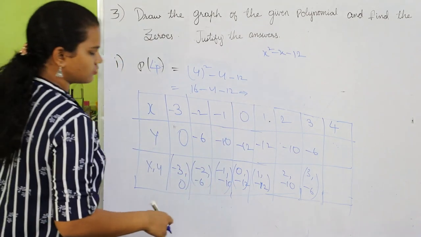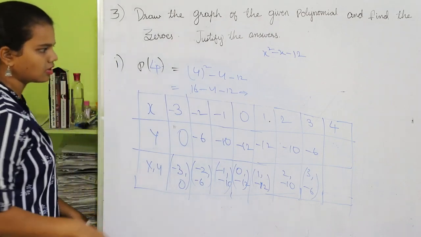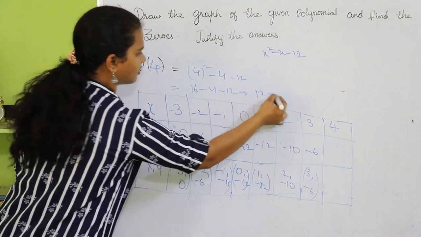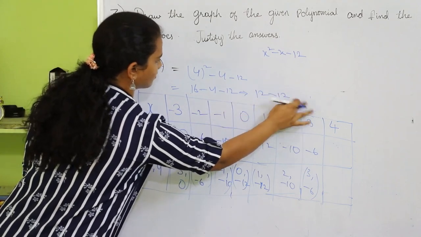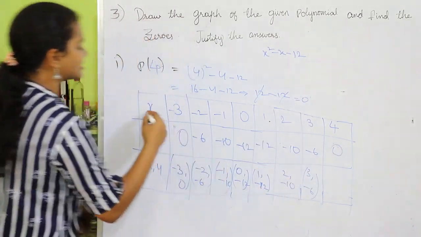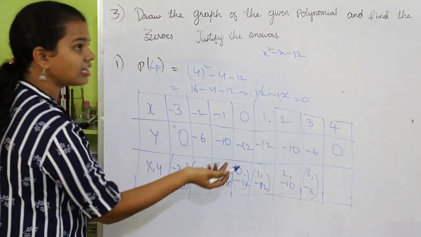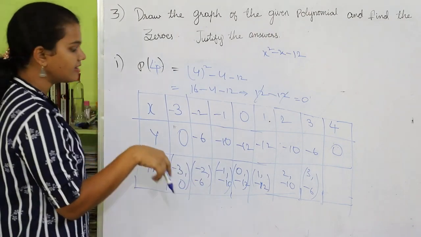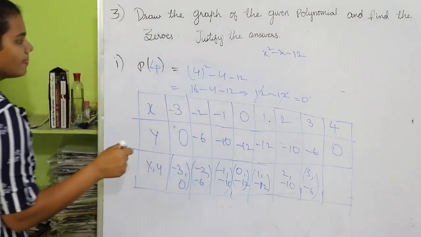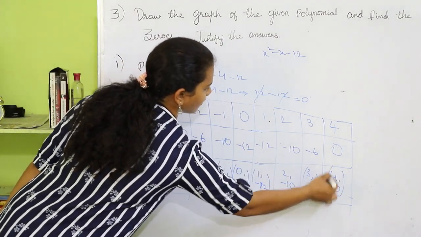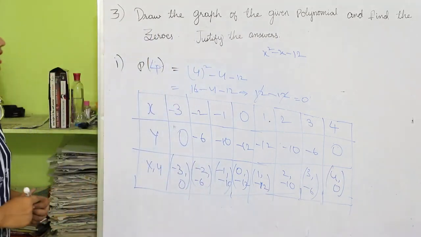16 minus 4, 12, right? So 12 minus 12 equals what? 0. So therefore if x equals 4, then the y value is 0. So the x comma y values are 4 comma 0. Clear? 4 comma 0 are the x comma y.